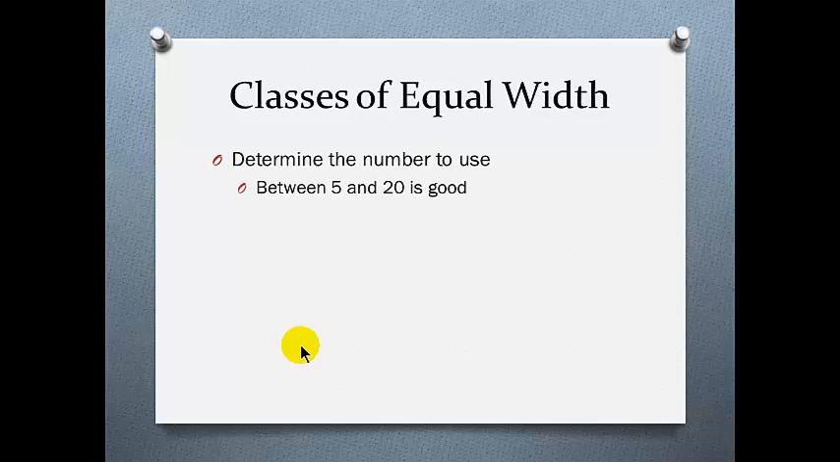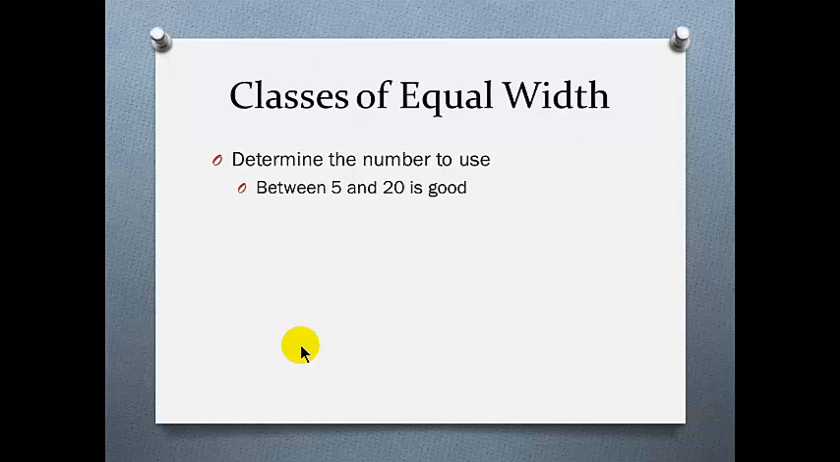There's no hard and fast rule that you must do it this way. Usually people pick between 5 and 20 different groupings for their data. Now, some people really like to have a formula. How do I determine? Do I do 5? Do I do 10? Do I do 7?